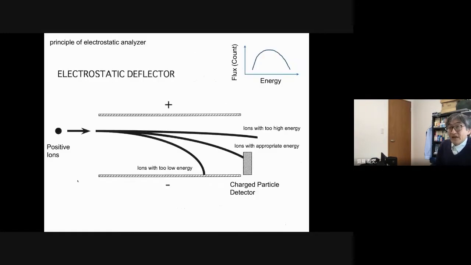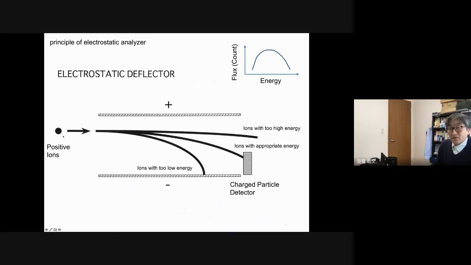Okay, first I will talk about the principle of the electrostatic analyzer. This is an instrument to measure the energy spectrum. The simplest electrostatic analyzer is shown here. That is an electrostatic deflector that consists of two metal plates.